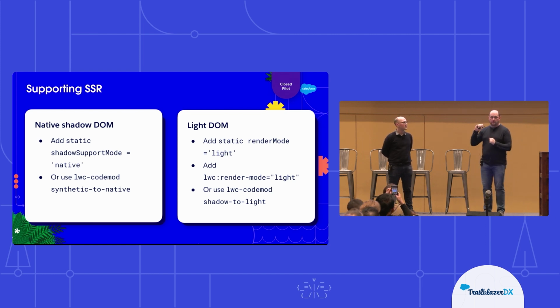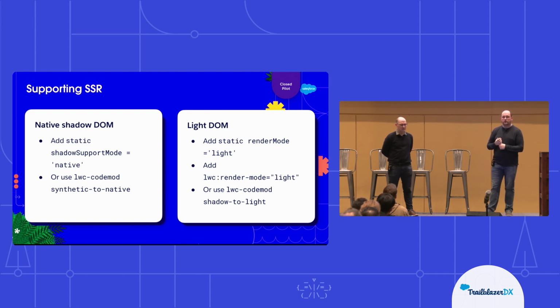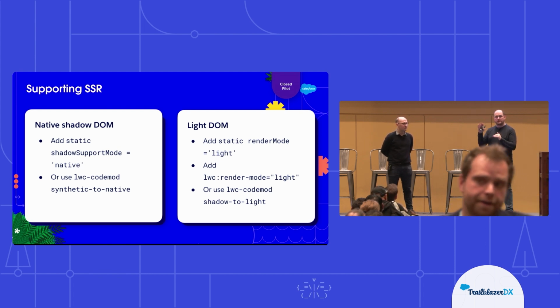Native shadow DOM, Nolan has spoken about already. You can use the LWC code mod tool to prep your components and onboard to this native shadow mode. Similarly, if you want to use light DOM, there is a transform you can use with the LWC code mod tool called shadow to light. And that will add the render mode light static property to your JavaScript. And it will add the lwc:render-mode light attribute directive to your top-level template tag, excuse me.